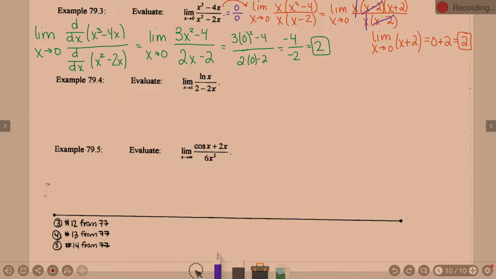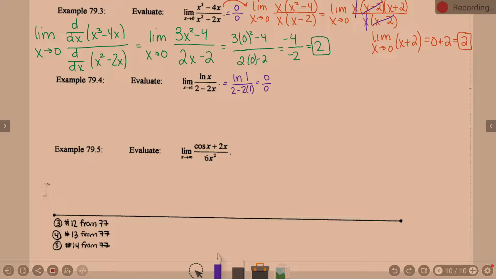Example 4. The limit as x approaches 1 of the natural log of x over 2 minus 2x. Is it 0 over 0? Here's the key you have to remember here. What is the natural log of 1? Natural log of 1 is 0. 2 minus 2 is 0. That's a good one to know, guys. You don't always have the calculator option to type in your natural log values. I'm as guilty as you guys are sometimes about remembering what they are.